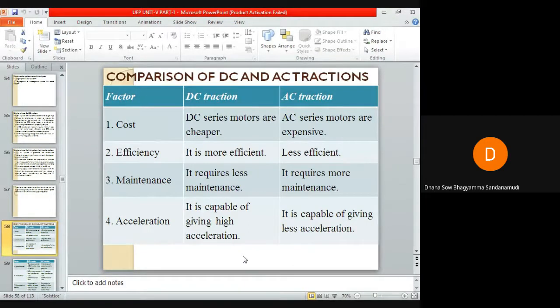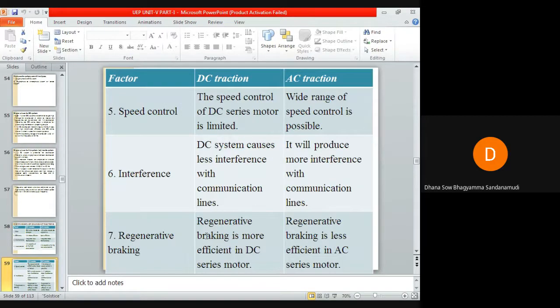And if you compare the acceleration of both the tractions, then DC traction is capable of giving high acceleration. The motors that are used in DC traction are capable of giving high acceleration, whereas the motors that are used for AC traction are capable of giving less acceleration. If you compare the speed control of these two tractions, the speed control of DC series motor is limited, but a wide range of speed control is possible in the case of AC motors.